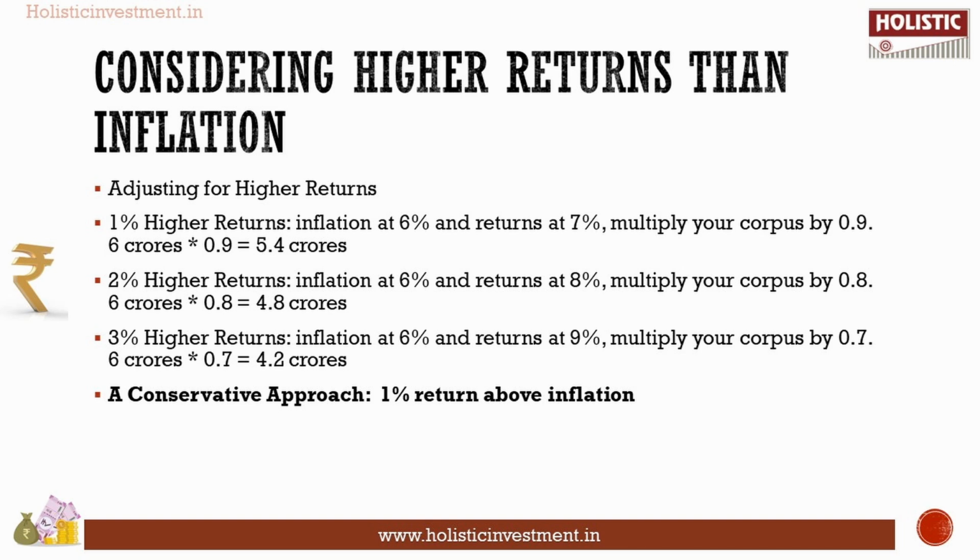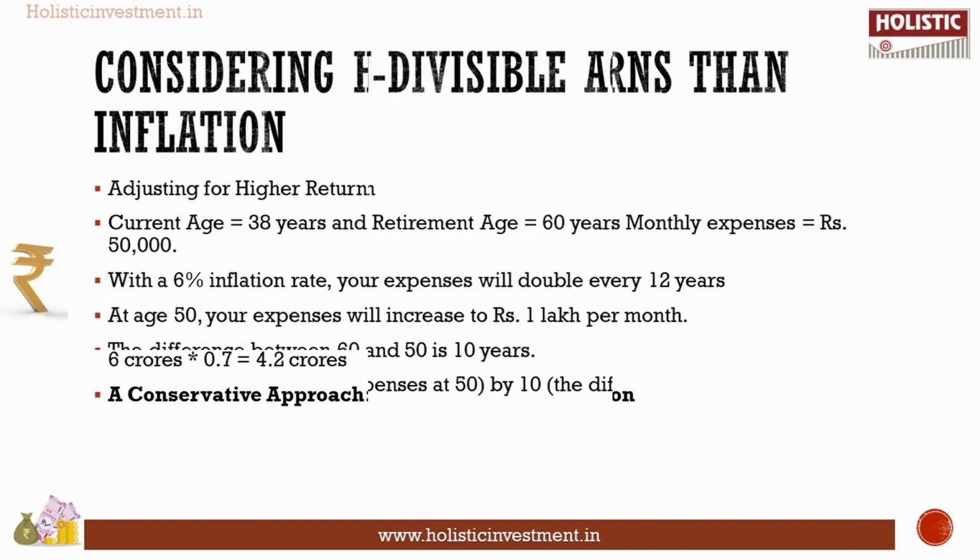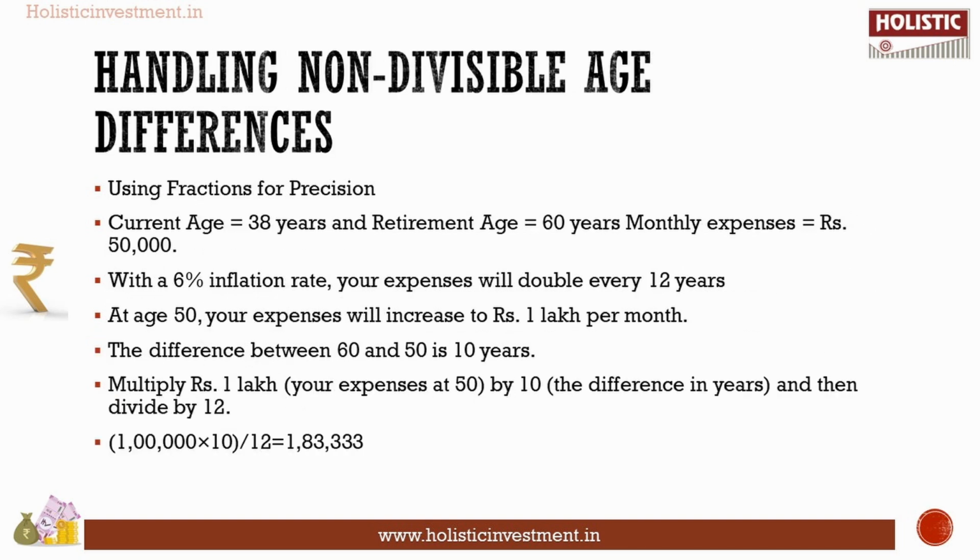Next, what would be the conservative approach? While these adjustments can significantly reduce your required corpus, it's prudent to be conservative in your estimates. Don't assume more than a 1% return above inflation to ensure you are on the safer side of calculations. By planning with these adjustments in mind, you can confidently prepare for a secure and comfortable retirement even if your returns slightly outperform inflation.